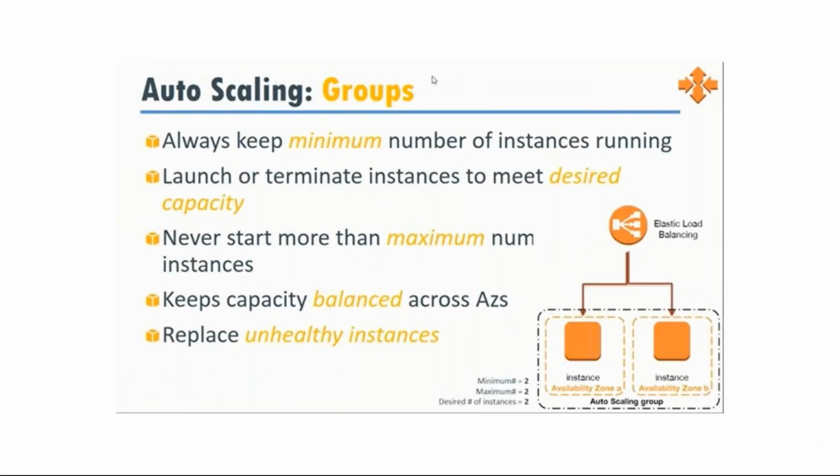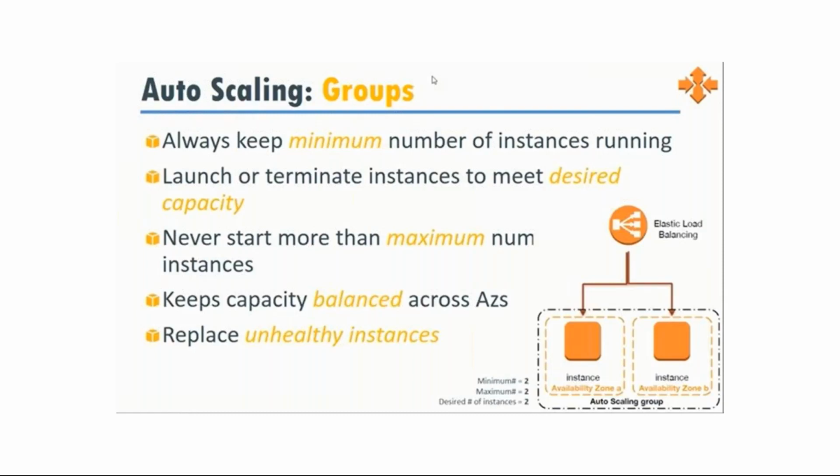So auto scaling groups always keep the minimum number of instances running. Already we discussed: minimum instances we have to select while configuring auto scaling, minimum 2. So it will keep a minimum of 2 instances in auto scaling. Launch or terminate instances to meet desired capacity. So when the CPU utilization is more than 70%, launch another instance. When the CPU utilization is less than 60%, terminate the instances. So we have to write that.